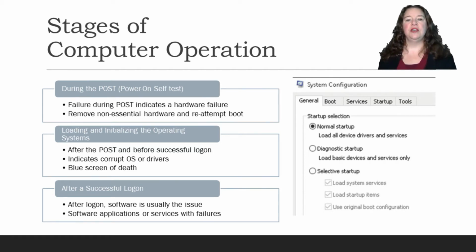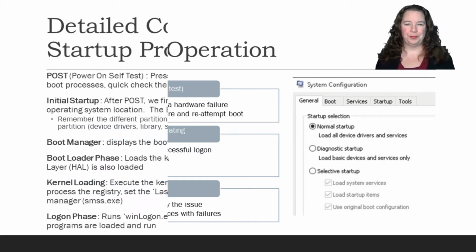In the system configuration, you can choose how you want to start up. So the screen over here on the side has the general system configuration page, and this is going to show you basic normal startup, where all the device drivers and services are loaded, diagnostic, where we just do the basic, or selective. This is where you can go in and have it start up in a specific style so that you can test things and look for what's wrong. Of course, if your computer can't log on at all or can't turn on, that's a different conversation.